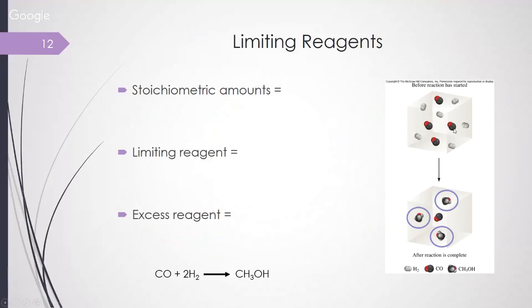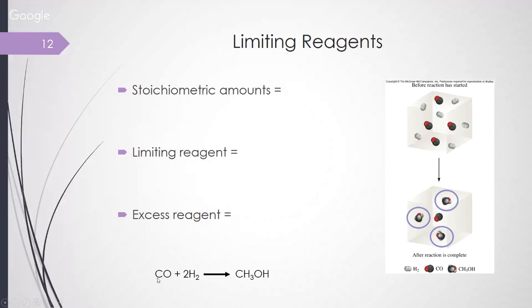I actually have 4 moles. So that would be considered my excess reactant because I have some left over. I've used all the moles of hydrogen that were available. I have none of that left over. So by reacting all of my limiting reactant, I was only able to produce my 3 moles of methanol.